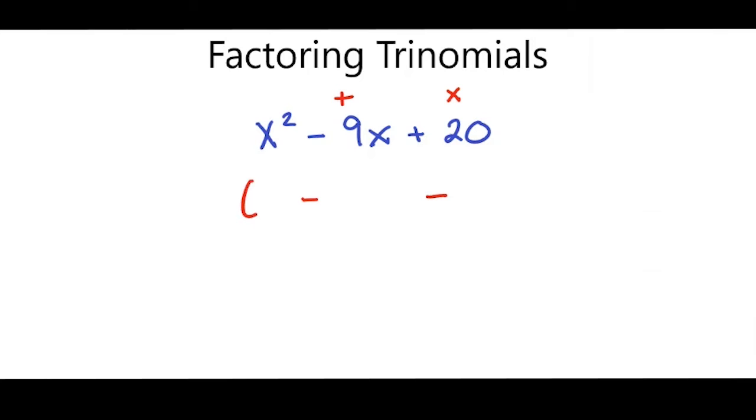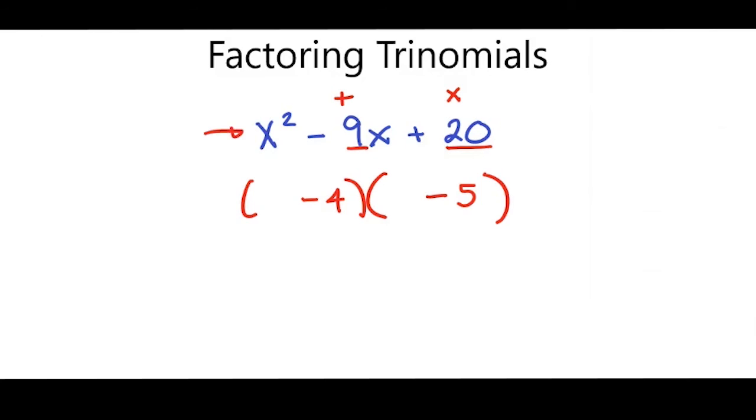So I'll make my parentheses. So they're going to be both subtraction problems because we're going to factor this into two binomials, okay? So what two numbers multiply together to be positive 20, but add together to be negative 9? Well, now that we've established the fact that they're both going to be minus, what two numbers multiply to be 20 and add together to be 9? Well, 4 and 5 multiply to be 20 and add to be 9.